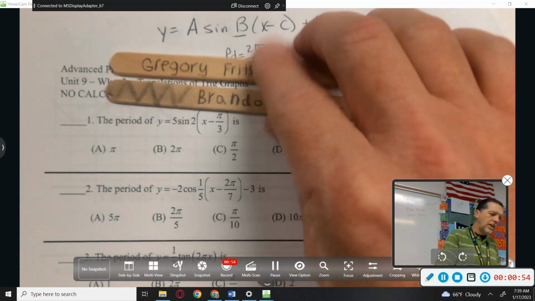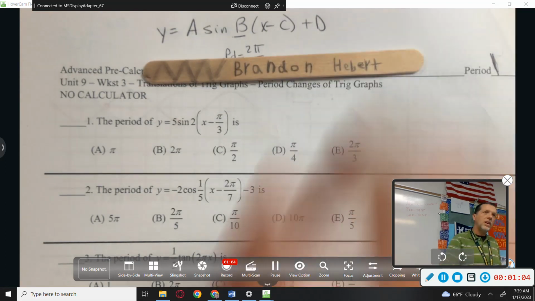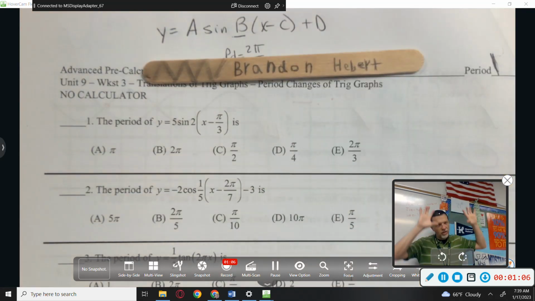Gregory, now we're down to the easy two, I think. What does C control? The left and right shift. So the whole graph shifted left or right. And Brandon, what does D control? The up and down shift. So the whole graph moves down or up depending on what D is.